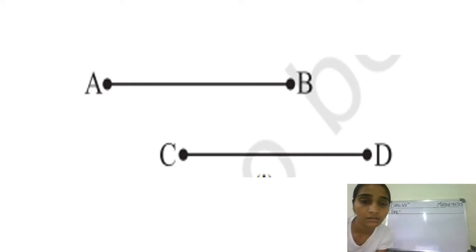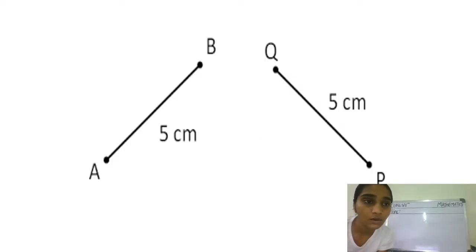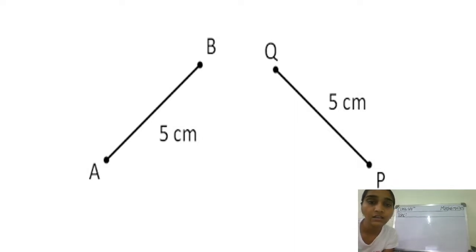Okay, very good, students. Now, if I ask you, what about this? What can you see over here? Yes, there are another two lines which are of 5 centimeter in length. Both are of 5 centimeter.